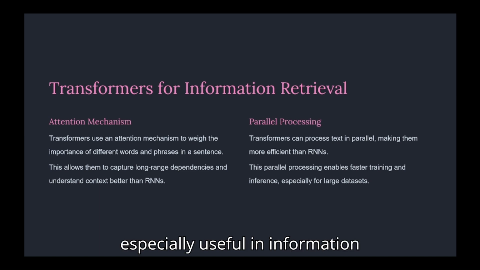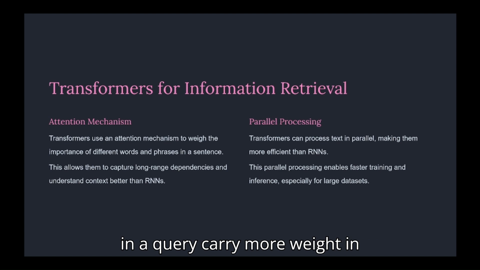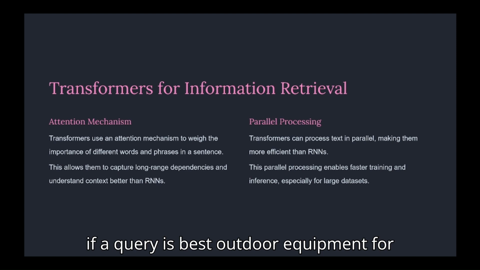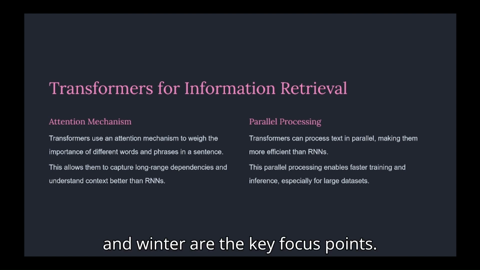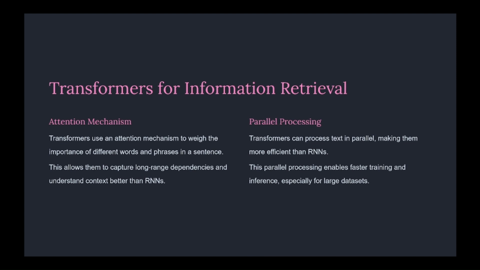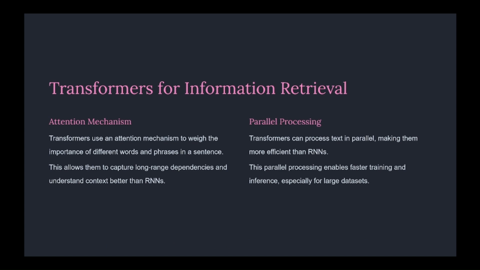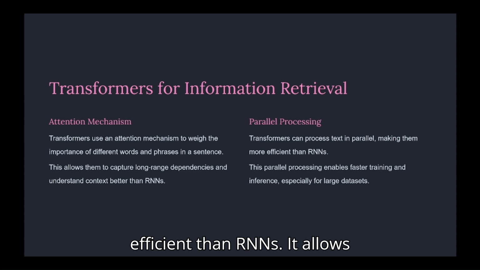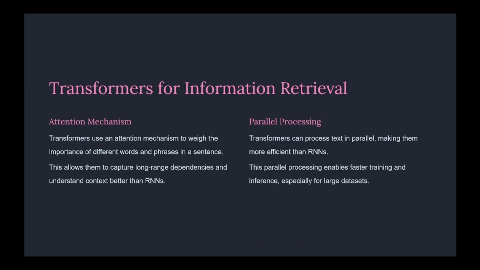This is especially useful in information retrieval where certain words or phrases in a query carry more weight in finding relevant documents. For example, if a query is best outdoor equipment for winter, the attention mechanism helps the model understand that outdoor equipment and winter are the key focus points. Transformers are unique because of their parallel processing, which is their ability to process data in parallel, making them faster and more efficient than RNNs. It allows transformers to handle large datasets quickly, which is ideal for large-scale IR applications like web search engines.